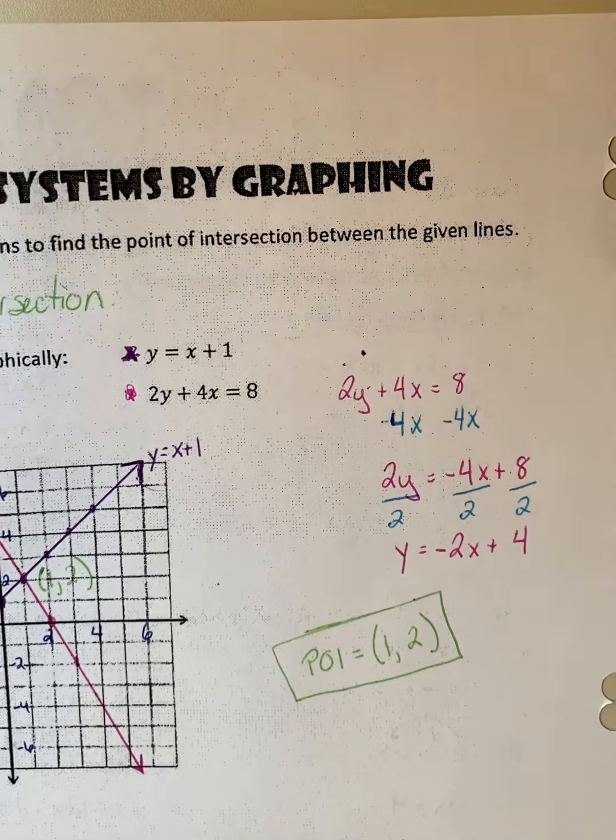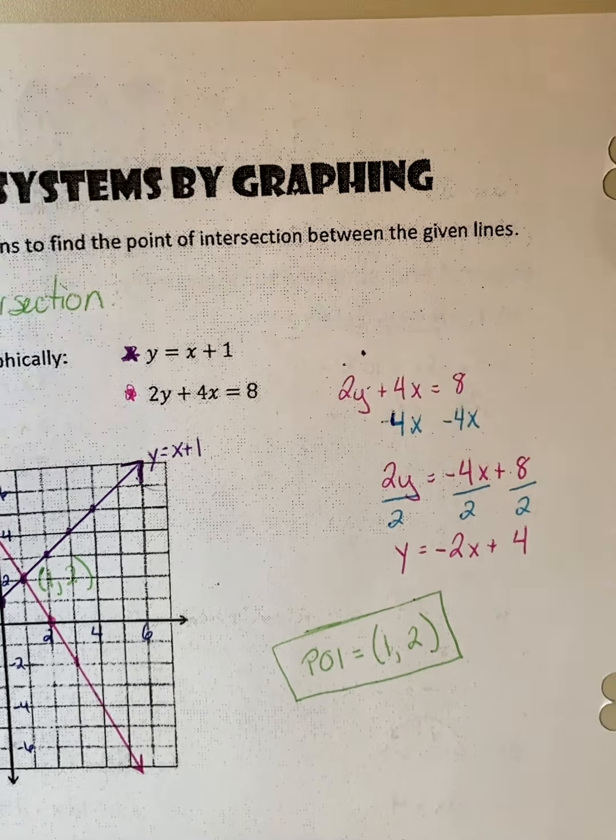To do that, I need to move the x's to the other side. So I'm adding 4x, which means I'm subtracting 4x. So that leaves me with 2y equals negative 4x plus 8. Then I have to divide all the pieces by the coefficient in front of y. And that will give me y equals negative 2x plus 4.